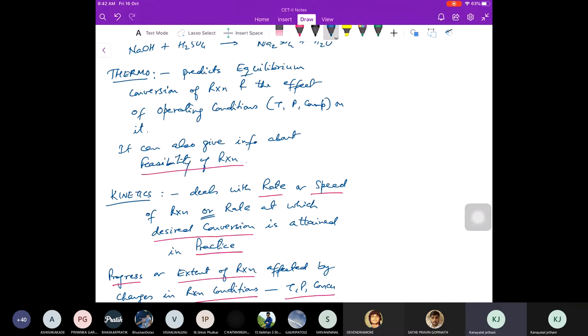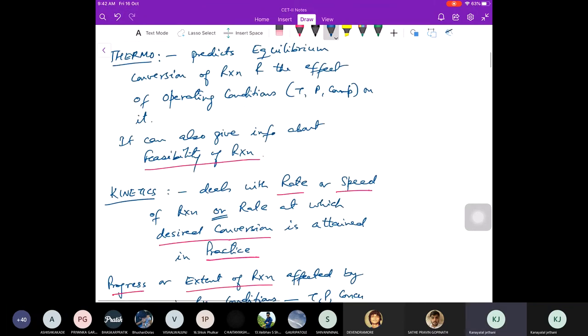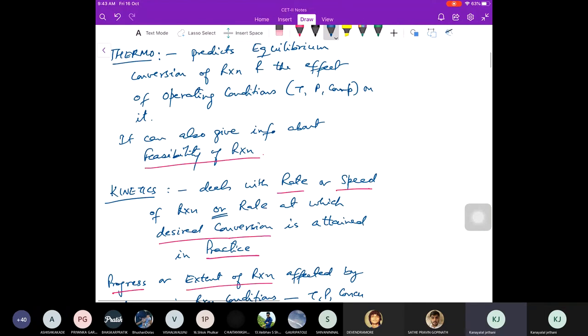ये आप लोगों ने chemistry में याद है किसी को? Feasibility of reaction. Sir, वो change in Gibbs energy देखते थे ना, वो negative चल रही. Yes, Gibbs energy should be negative. It should be negative, right? We'll see all those things. Why it is like that?